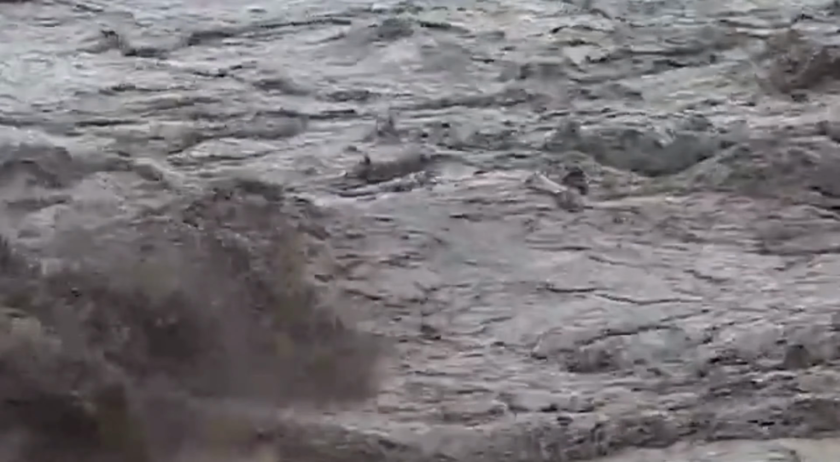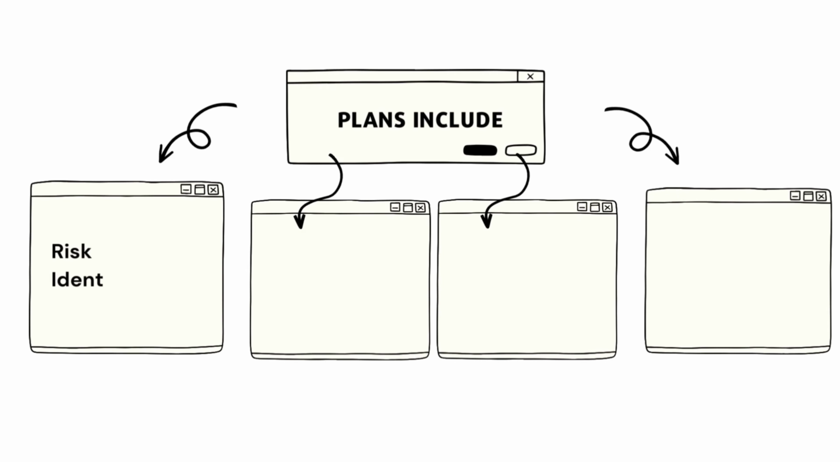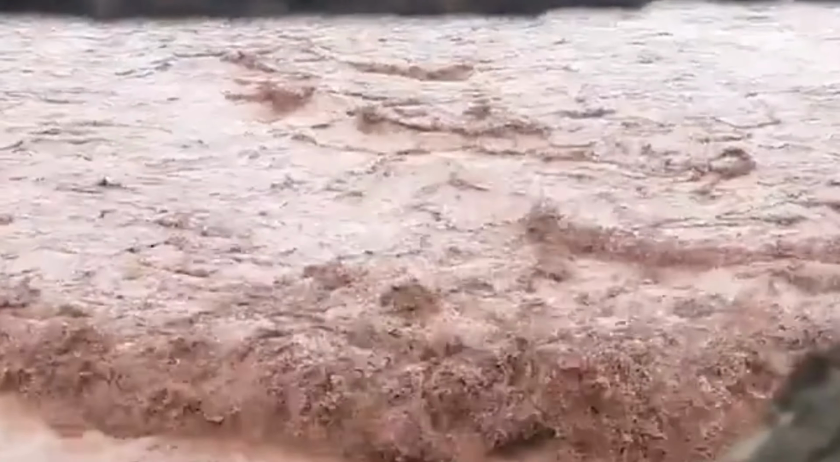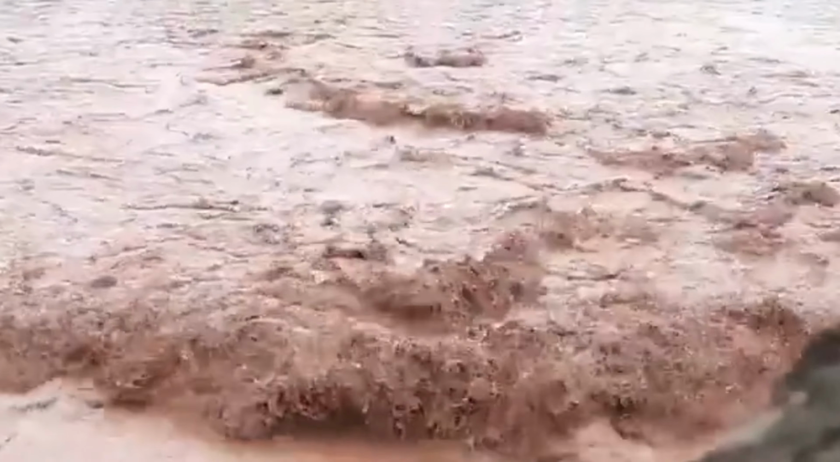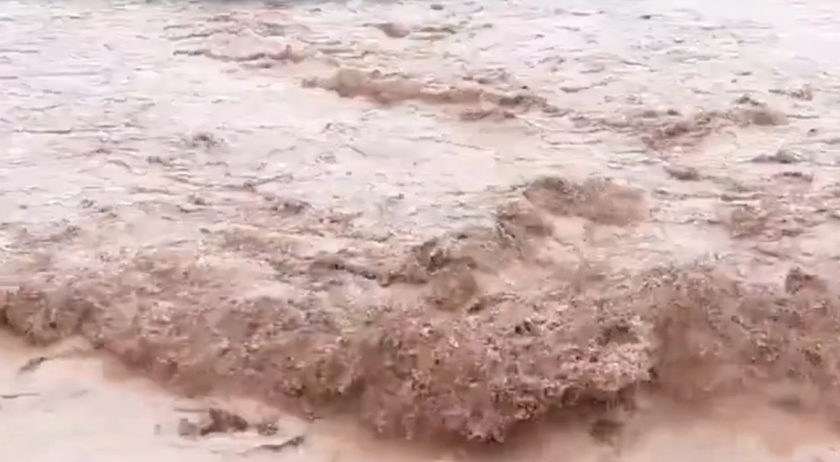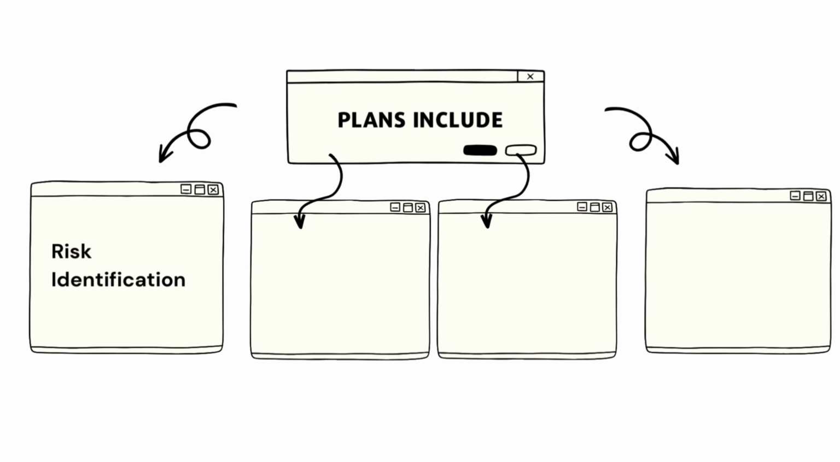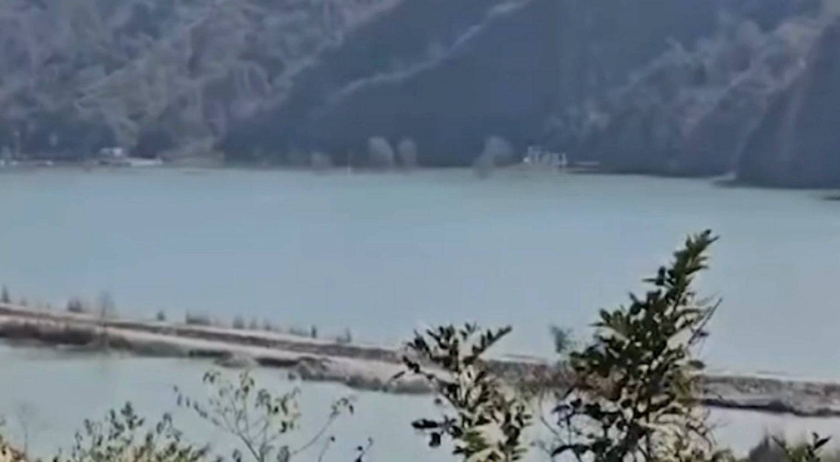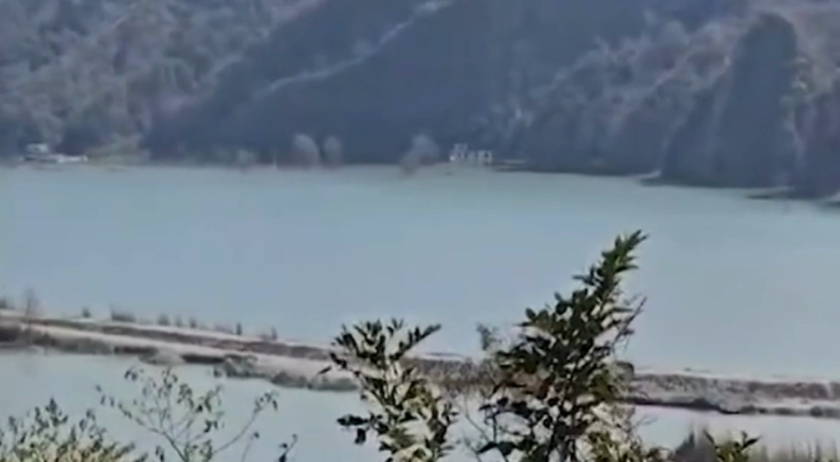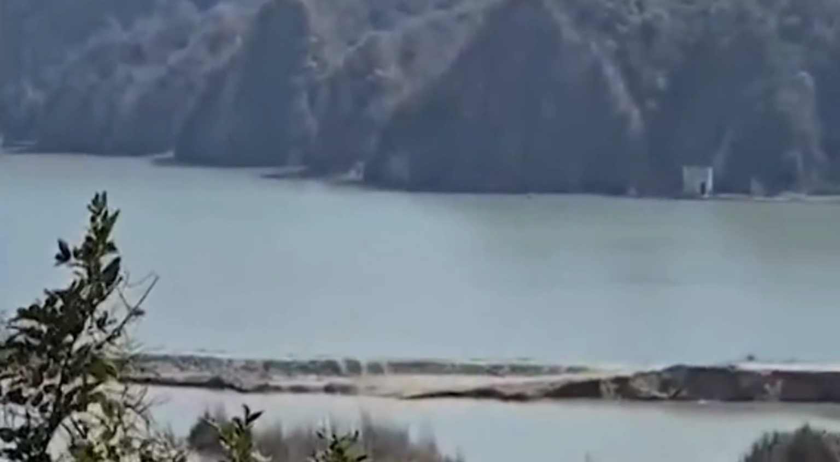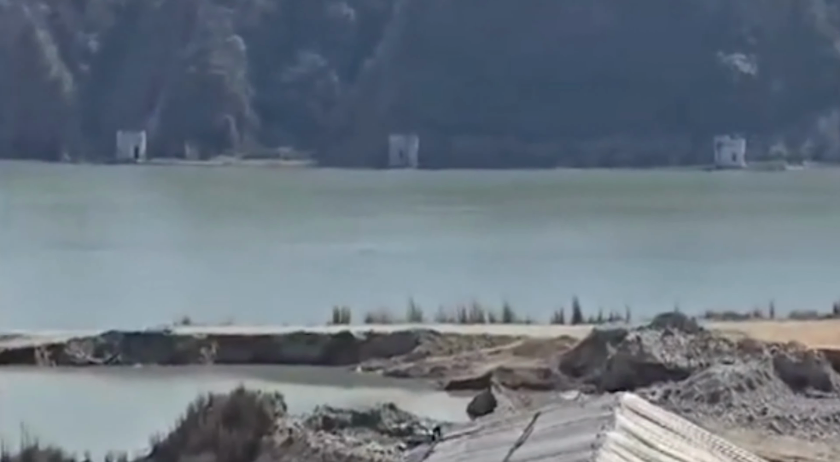These plans may include: number 1 is risk identification, potential risk and uncertainties that could impact the project. This involves identifying both internal and external factors that may lead to cost overruns, delays, or disruption. Number 2 is risk analysis and prioritization. Once risks are identified, they are analyzed to assess the likelihood of occurrence and potential impact on the project's objective. Risks are then prioritized based on their severity and the level of threat they pose to project success.